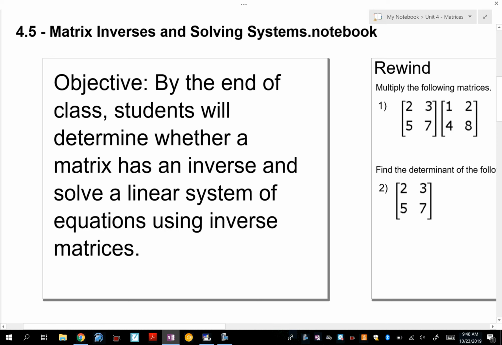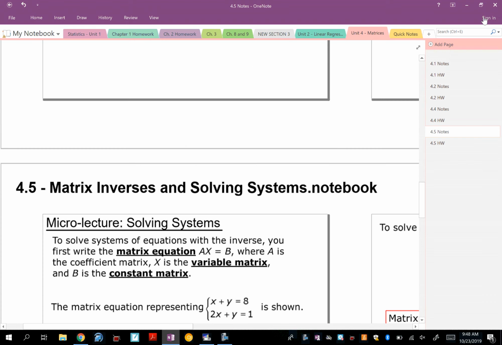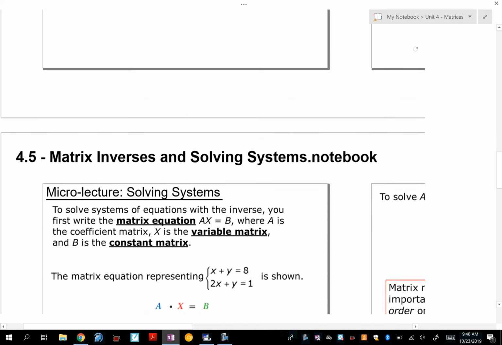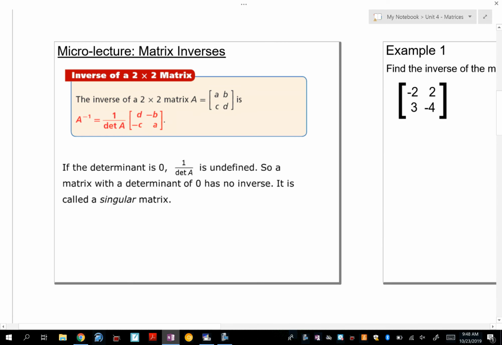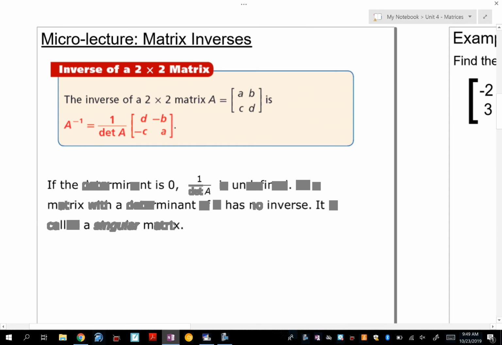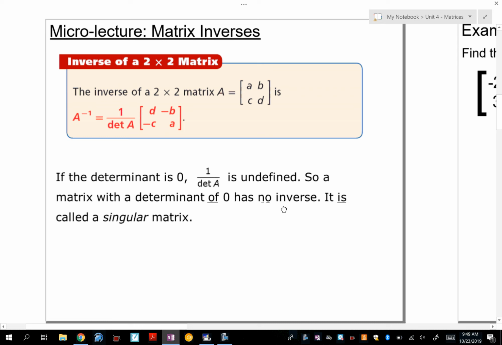No. So we're here with our 7th period class, ready to talk about finding the inverse of a matrix. Here we go. So here is a 2 by 2 matrix. To find the inverse matrix of this matrix, we first are going to find the determinant of that matrix A, which you know how to do from yesterday.